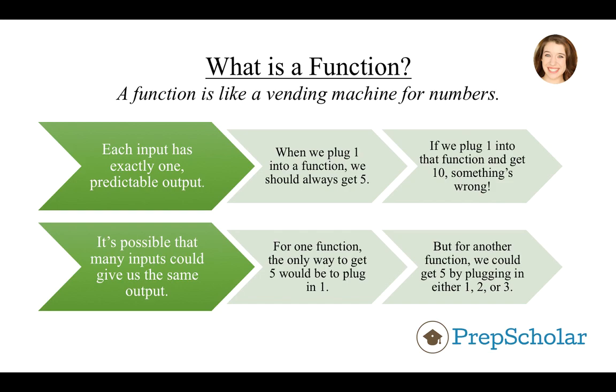The point, however, is that when you're at a specific vending machine, it should follow rules. And when you're dealing with a function, it too needs to follow specific rules. That each input gives us one output, and that many inputs could end up giving us the same output depending on the rules of the function machine.